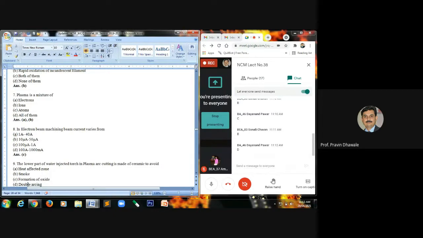The lower part of the water injected torch in plasma cutting is made up of ceramic to avoid heat affected zone, smoke, formation of oxide, double arcing. Yes, what will be the correct option for question number 9?